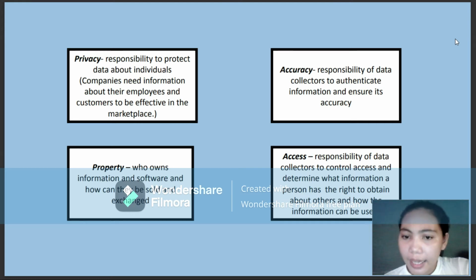The last one is access. It is the responsibility of data collectors to control the access to determine what information a person has the right to obtain about others and how the information can be used.